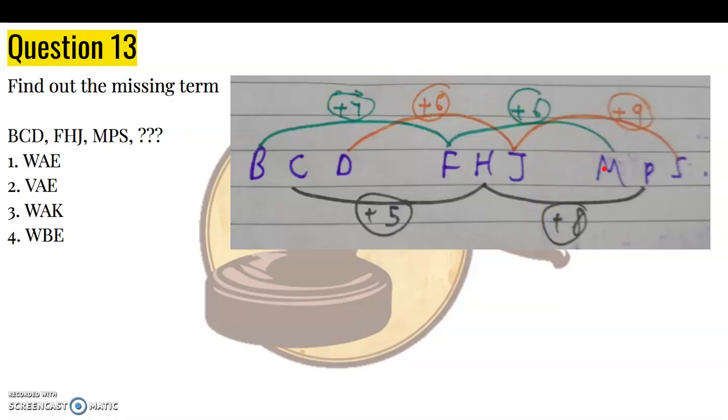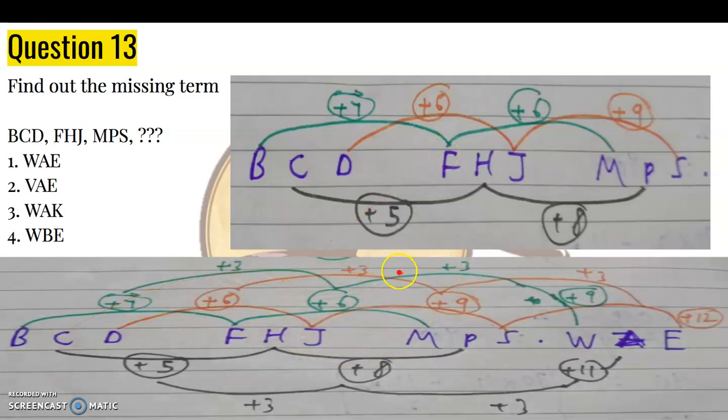So if the next letter is to be added, then we'll have to add 3 to 9, which will be plus 12. And S plus 12 would be 19 plus 12, which would be 31, and after 27 we start from A again, so 31 would be the fifth letter, which is E. All right, similarly we do this for all these letters. So we add plus 3 plus 3, so it becomes 9 after 6, and then it becomes 11 after 8. We add 3 to the increments, so then our arrangement becomes WAE, which is option number 1.